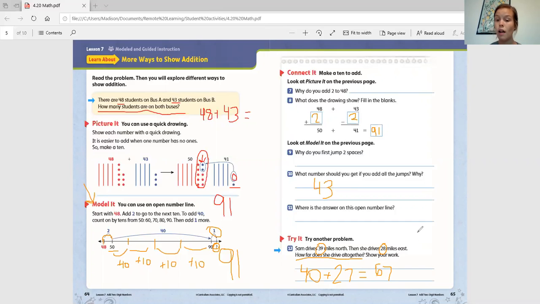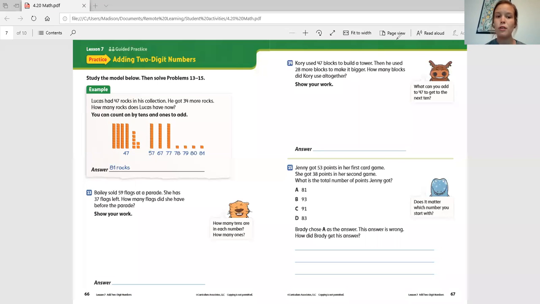See if you can draw out this problem on a number line on a sheet of paper. All right, we're going to work through 3 more problems together, and then you're going to get to do some practice on your own. So let's do this first one all together down here. Let's read it. Bailey sold 59 flags at a parade. She has 37 flags left. How many flags did she have before the parade?